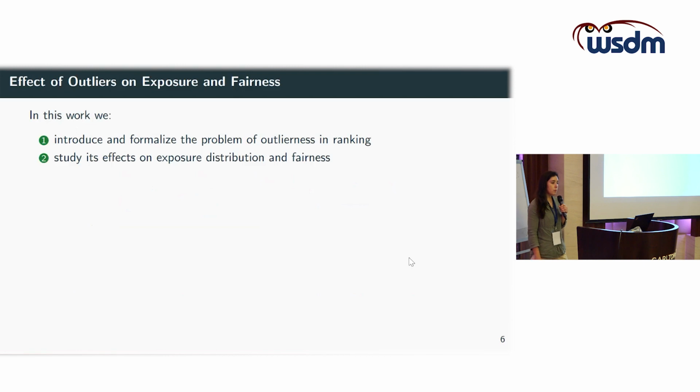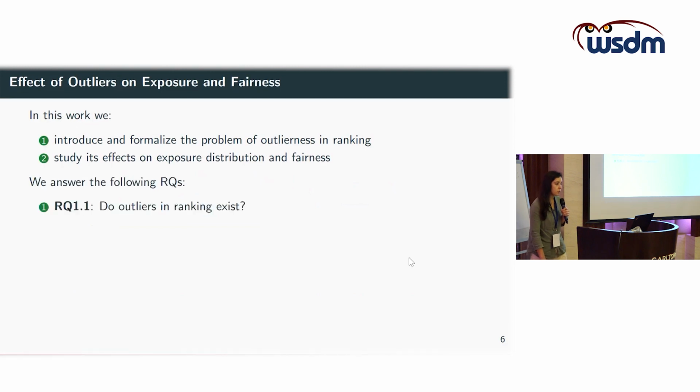The first study that we looked into is the effect of outlier items on exposure and fairness, so endogenous factors. In this work, we introduced and formalized the problem of outliers in ranking, and we also studied the effect of these items on exposure distribution through answering the following research questions. We first wanted to answer, do outliers exist in data?